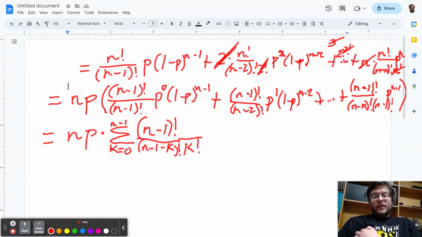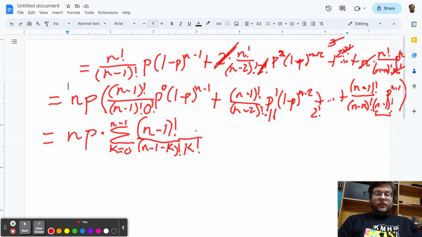So what I'm saying is, in the 0th term, we could put a 0 factorial right here. This is my first term. I could put a 1 factorial. In the second term, I could put a 2 factorial. In the n minus 1th term, I have n minus 1 factorial. And then I also have a p raised to the k and a (1 minus p) raised to the n minus 1 minus k.